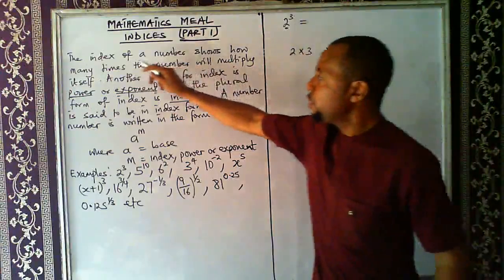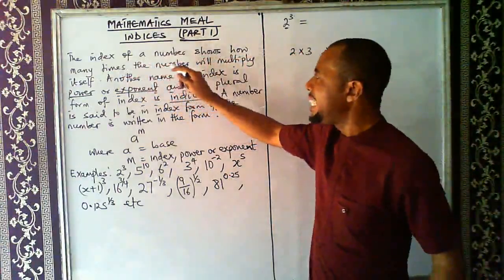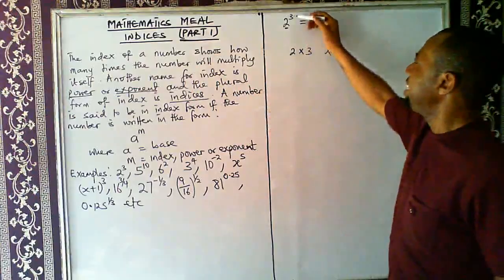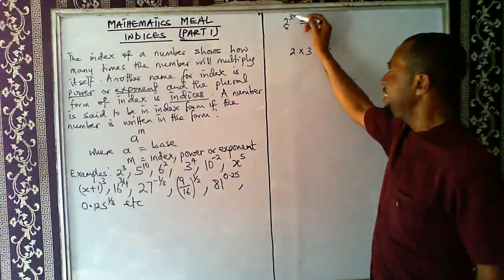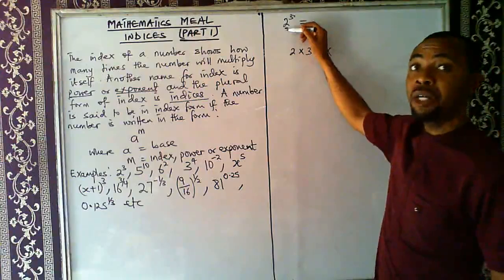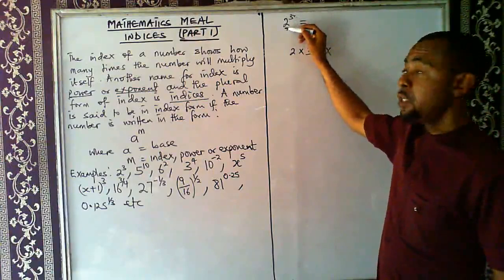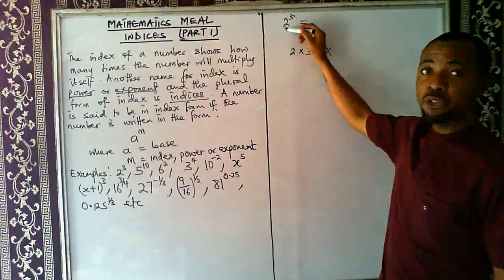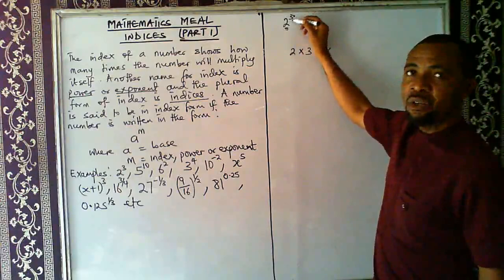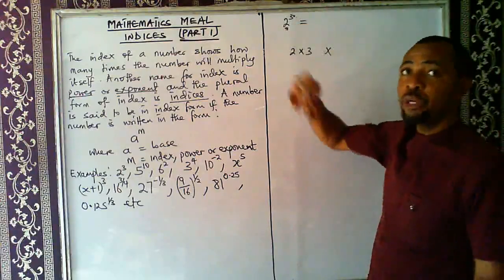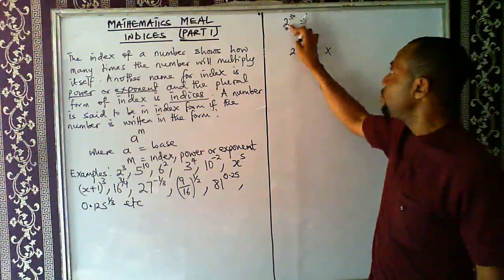So from our definition, we say the index of a number shows how many times the number will multiply itself. So this 3 is the index of 2. 3 is the power of 2. 2 has no power to do anything without this 3. It is this 3 that empowers this 2. That's why it's the power of 2. So this index, which is 3, will show us how many times 2 will multiply itself.